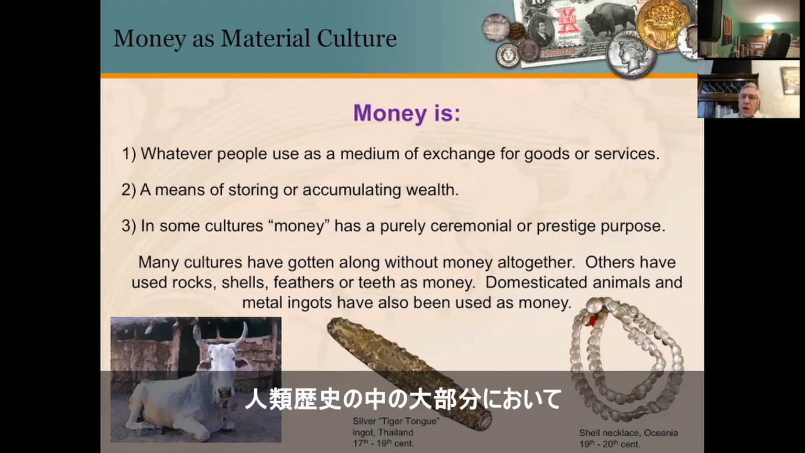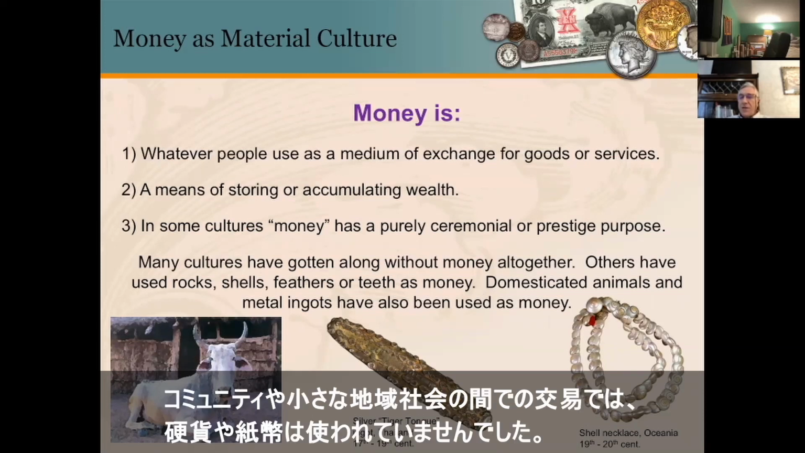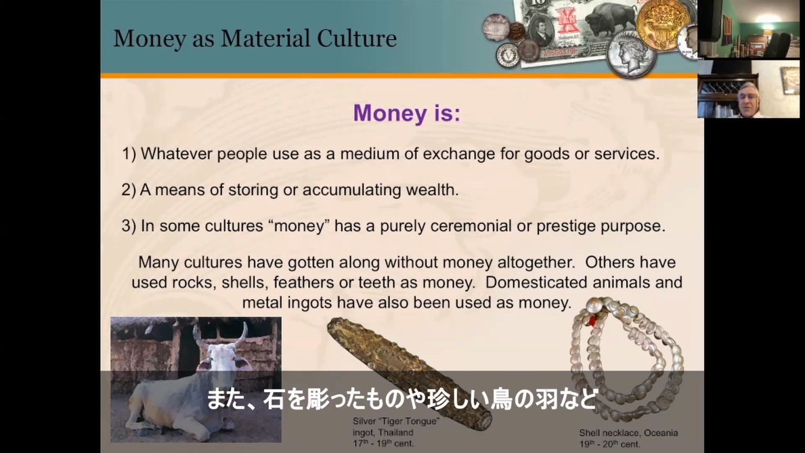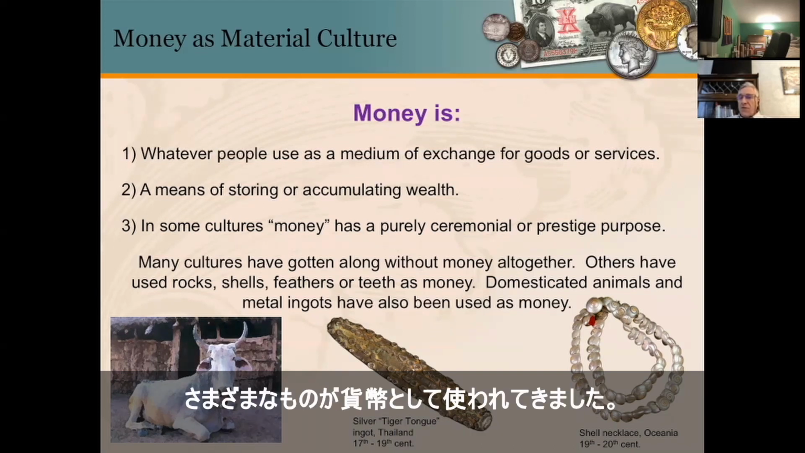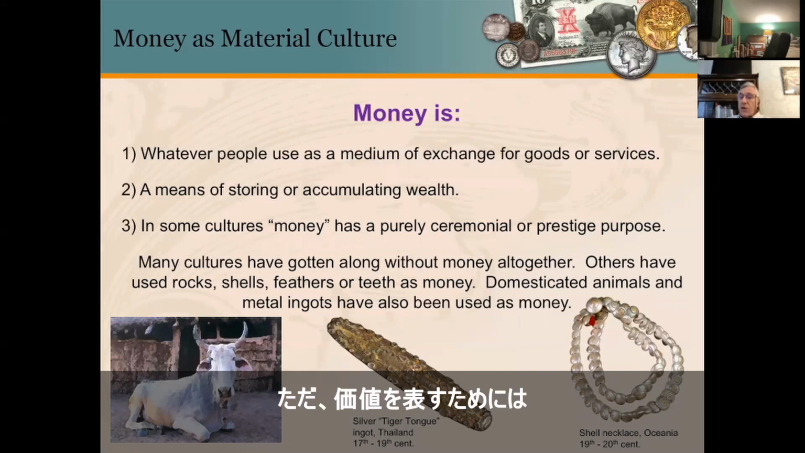So, for most of human existence, trade with communities and small areas was handled without coins or paper money. Many types of objects have been used as money, from carved stones to the feathers of rare birds. The only requirements were that the objects be reasonably available and durable so that they could represent value.